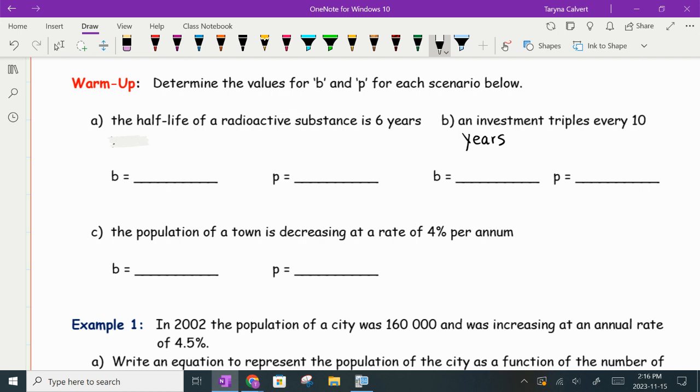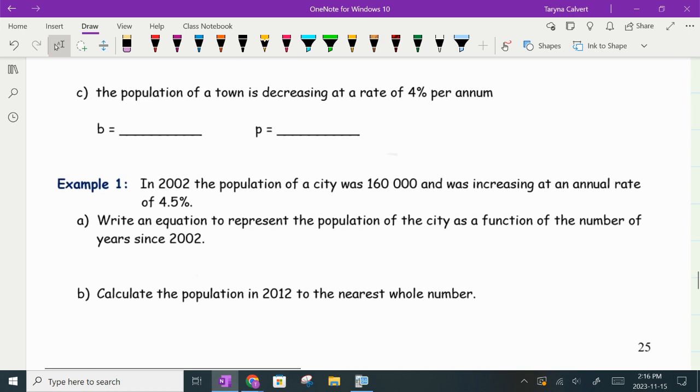For A, it says the half-life of a radioactive substance is 6 years. That's obviously not the whole problem, but I just want to make sure that we can see the B and the P value in a problem. If I gave you that piece of information in a whole problem, there would be more around it. Half-life would mean that the B value is 1/2 or 0.5, and the P is 6. Those two go together. They're talking about half-life taking 6 years. Boston Pizza. For B, an investment triples every 10 years. So your multiplication factor would be 3 and your P would be 10.